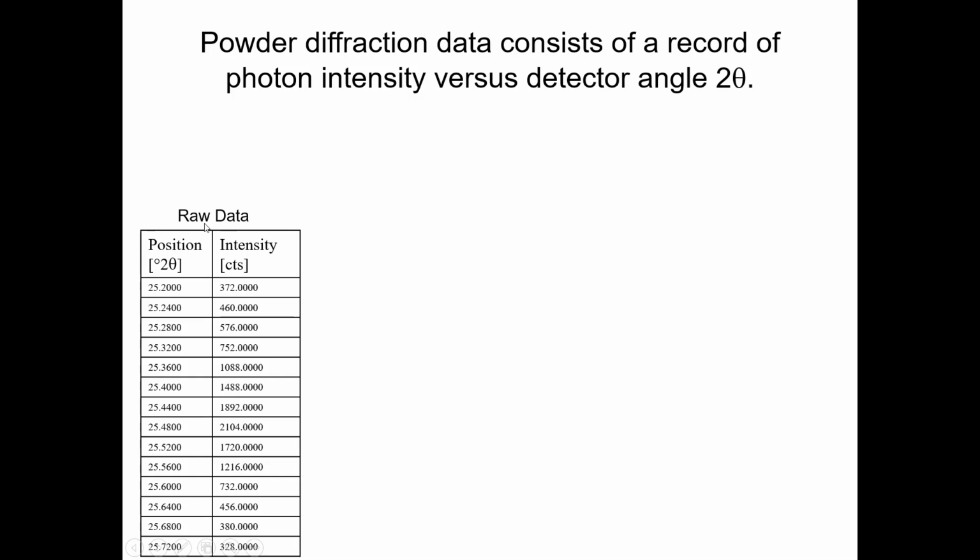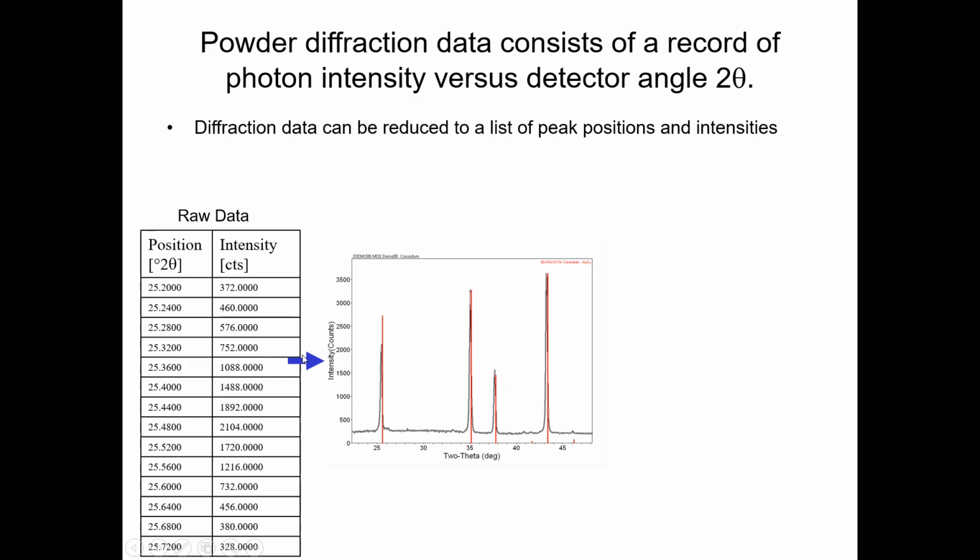Here you can see we have raw data. The position is measured in 2 theta degrees, and the intensity we normally take as counts. So these are the 2 theta values, and these are the counts, the intensity. Diffraction data can be reduced to a list of peak positions and intensities, just like you can see here. If you put this 2 theta position and intensity in any relevant software, it gives you the XRD pattern like the one you can see here.